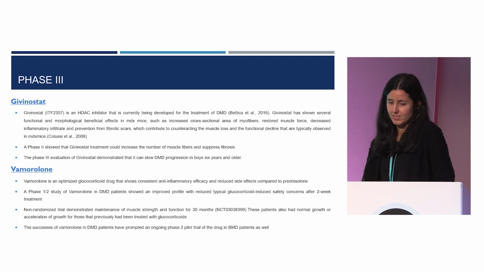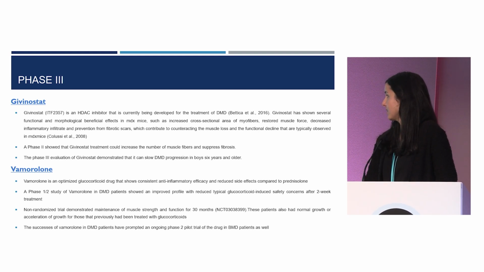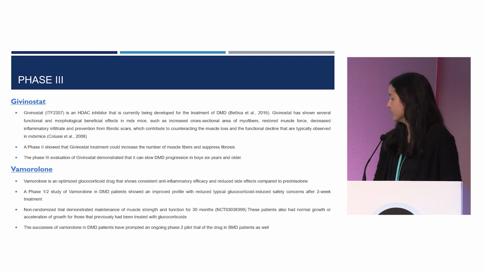And vamorolone is another type of glucocorticoid that is similar to the current treatment. However, it has reduced side effects compared to prednisolone. It reached phase 3 in clinical trials, and I think it has not been accepted yet, but it's one of the drugs that are still in phase 3. The success of that drug in Duchenne patients also prompted an ongoing phase 2 pilot trial for Becker muscular dystrophy.